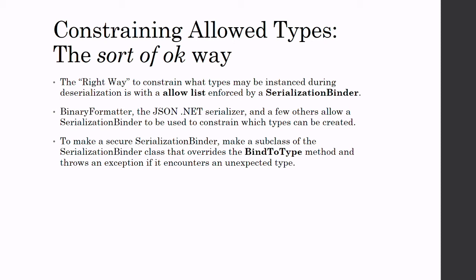You can do that for binary formatter. You can do that for JSON.NET. There's a few other serialization APIs that also allow you to specify a serialization binder. And the way you're going to do that is you're going to subclass a serialization binder type. You're going to override the binder type method. And you're going to throw an exception if that binder type method gets called with a type you didn't expect.